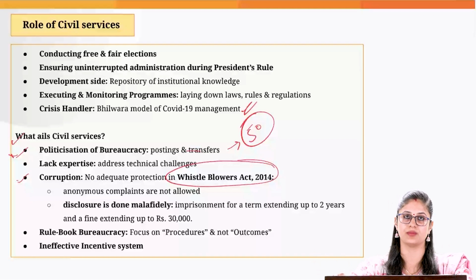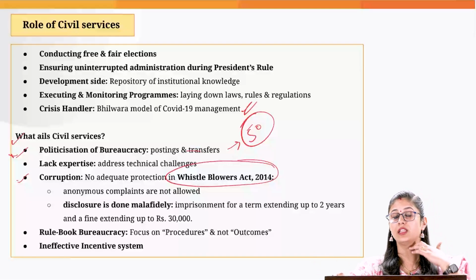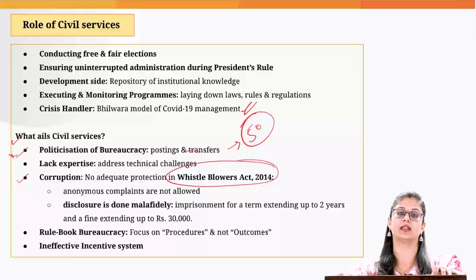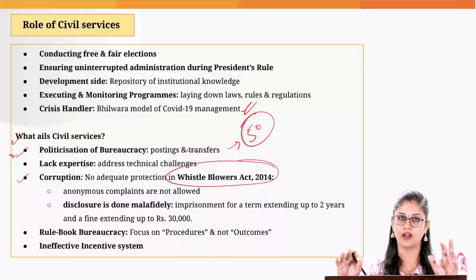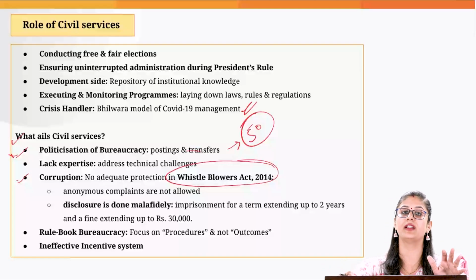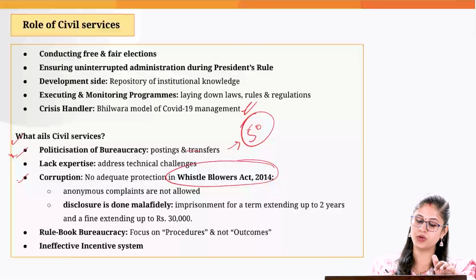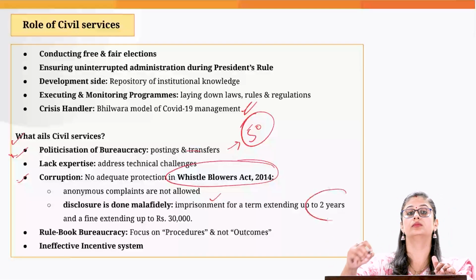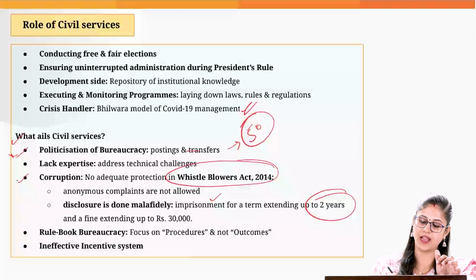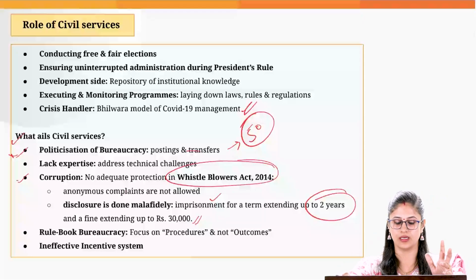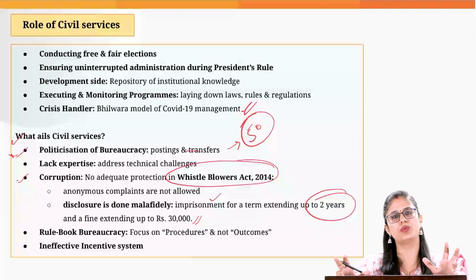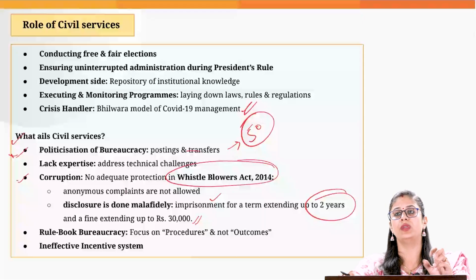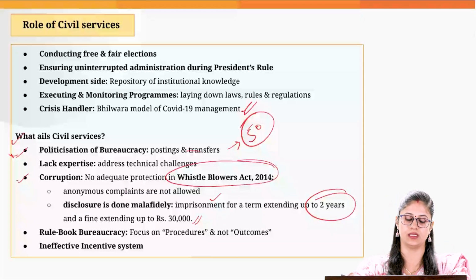And if I'm disclosing my identity, obviously, if through any channel that civil servant gets to know my identity, I would be facing harassment. Another provision in the Whistleblower Act is that if I'm making a false or malafide complaint, then I would be put behind bars for a period of 2 years, or a fine of roughly 30,000 would be imposed on me. So because of these loopholes in the Whistleblower Act, we are witnessing a rise in corruption related instances in civil services in India.